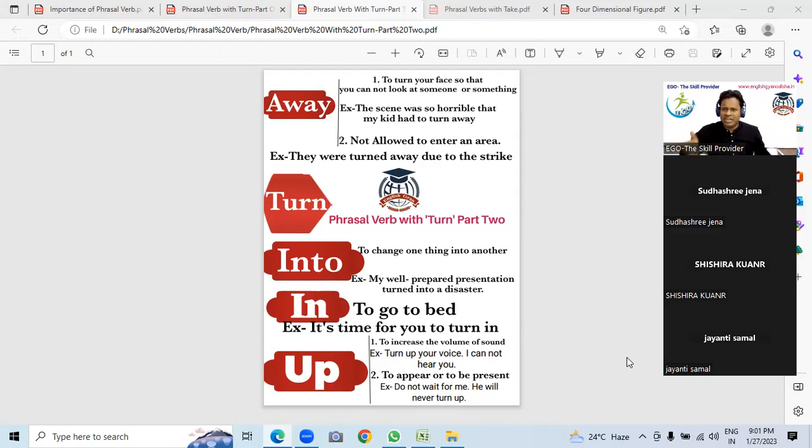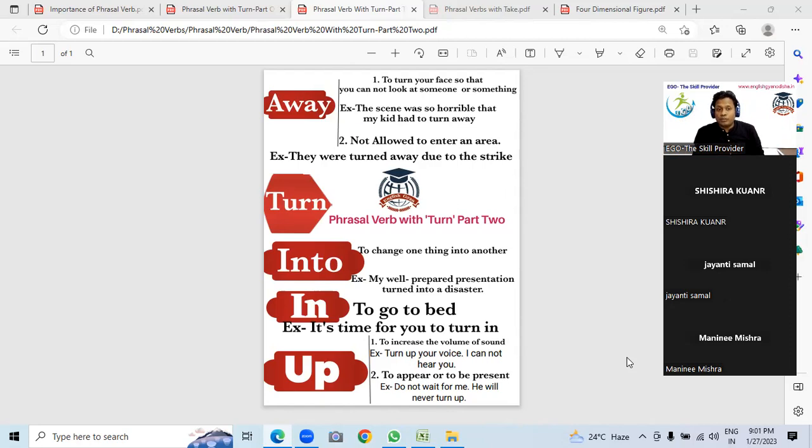The moment you say "be louder", that is what you are supposed to say to a small kid. You are not supposed to use it like that. You're supposed to say it to a small kid: increase the volume of the sound. Otherwise say, turn up your voice, I can't hear you.